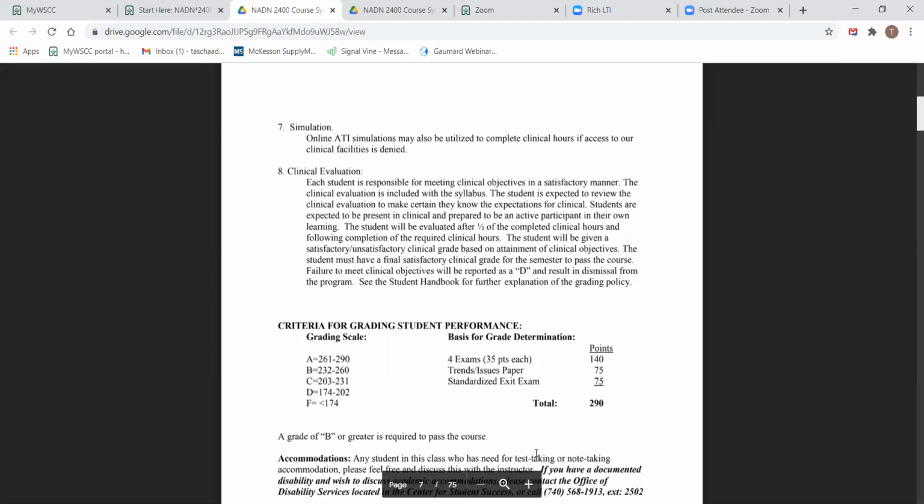Also, make sure that you have looked at your handbook. That handbook explains, of course, the grading policy. The handbook also gives you the guidelines that you need to follow in that clinical setting.